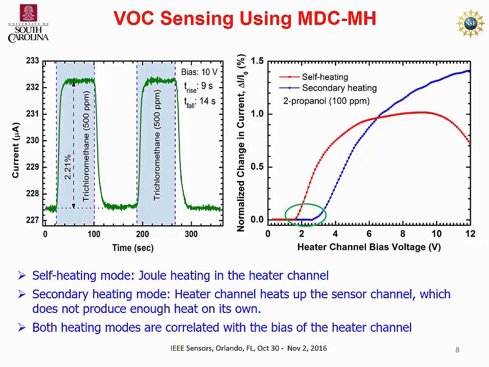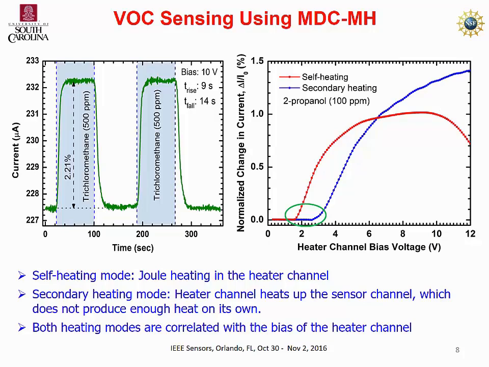So here is our first result. We are using 500 ppm of trichloromethane, and this is the baseline when there is no analyte. When we start flowing gas, it starts going up and it shows a change of about 2.2%, and then it comes back down. The rise time and fall time is on the order of 10 seconds. It normally goes up with low concentration, and at high concentration we can detect it within 5 to 6 seconds.